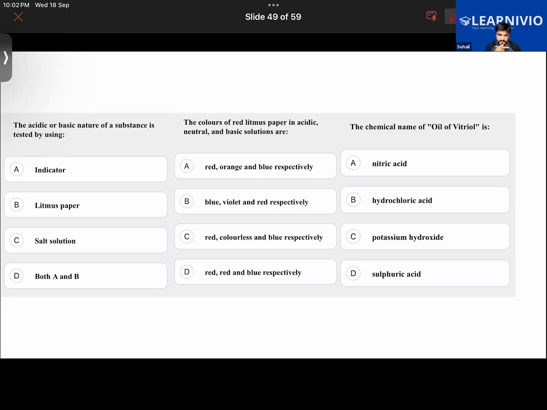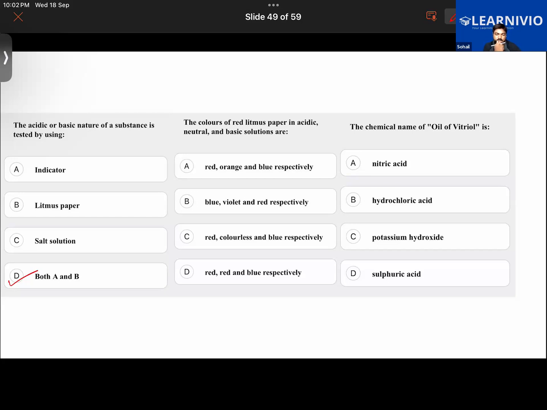So first one, indicator. Others also saying the same or different? Sir, both A and B. Saying both A and B. What about you, Priyanka? Both A and B. The appropriate one is both A and B. That is option number D.